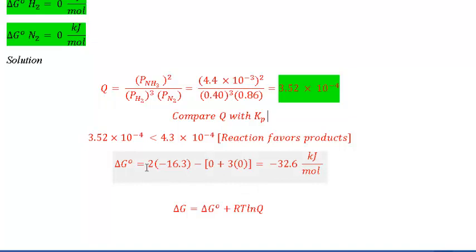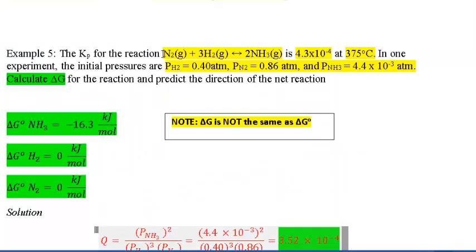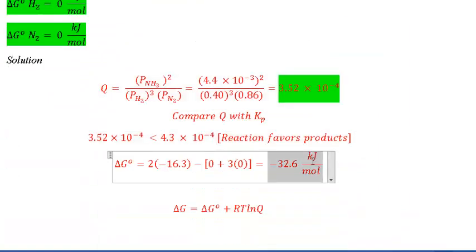Calculating delta G naught, sum of the products minus sum of the reactants, I'm getting minus 32.6. So based on the delta G naught, the free energy under standard state, this reaction under standard state would be exergonic. And that would be the amount of heat that would be released, or excuse me, amount of energy that would be released, not heat. Enthalpy is heat, delta G is energy, so we're not talking about heat release.